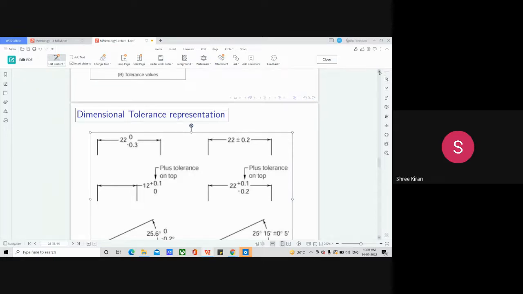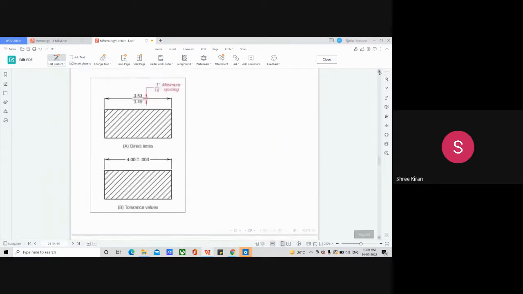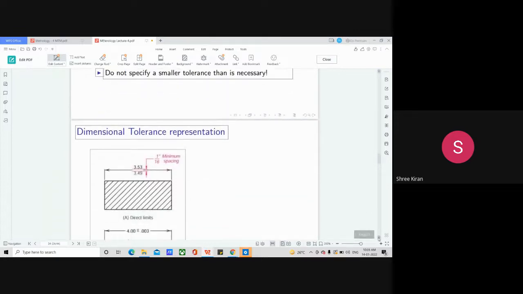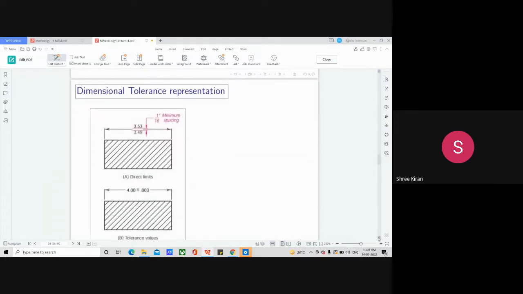In the previous slide we talked about what tolerance is. Then we moved on to dimensional tolerance representation, how we represent the various dimensional tolerances. In the case of direct limits, this is the way we represent, and in the case of normal tolerance values, we represent them the same way.